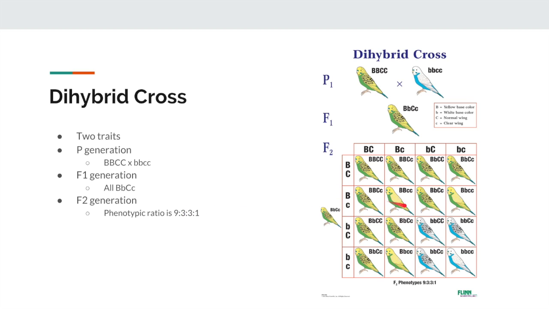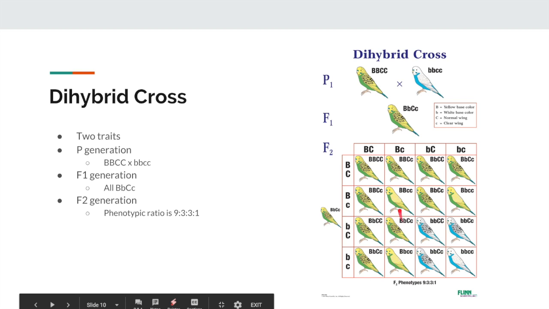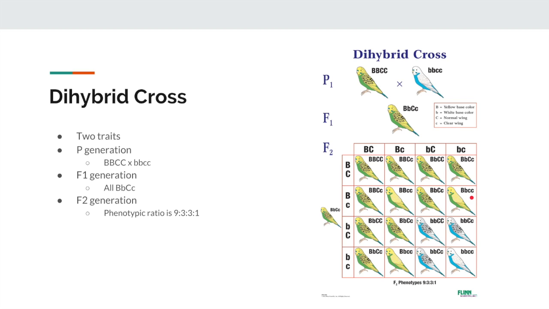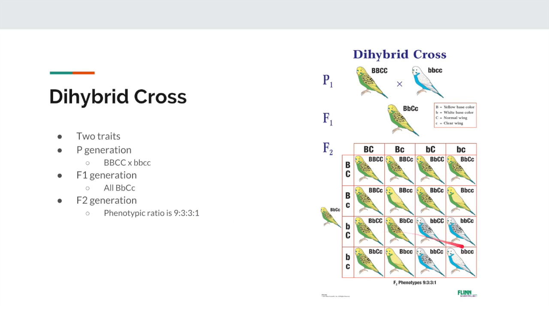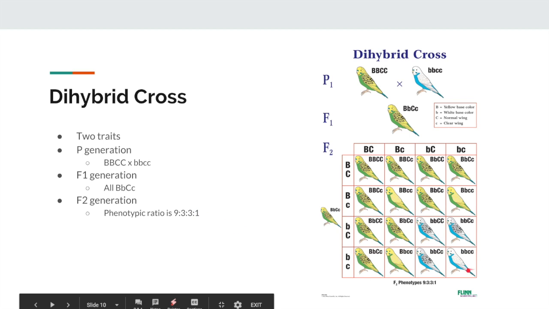Now the 3, we have, for example, we'll start off with the yellow and then the clear wing. So we have 1, 2, and 3. Now all of these have the double small c, right? That's how we're getting that different phenotype. And then for the second 3, we have these 3 right here because they have the white base color, but they have normal wings. And then the last little one right here is from the double homozygous recessive, and you only get one of these, 1 out of 16 of all of them together.